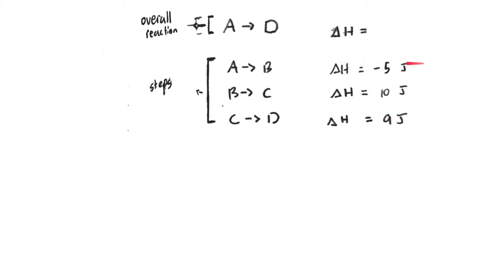So, try to find the delta H value for the overall reaction. Hopefully you got positive 14 joules. When you're solving Hess's law problems, you do something similar to that, but it usually won't be that straightforward. You will typically have to manipulate the steps in order to find the overall delta H value. Remember the information I taught you earlier about doubling the reaction or reversing the reaction. You'll be using those techniques to solve Hess's law problems.